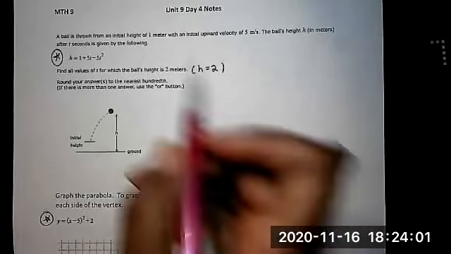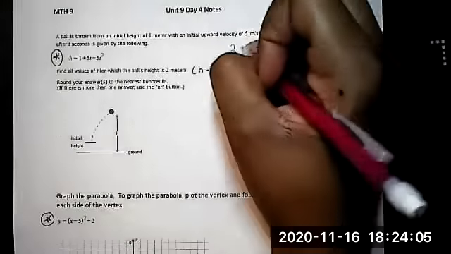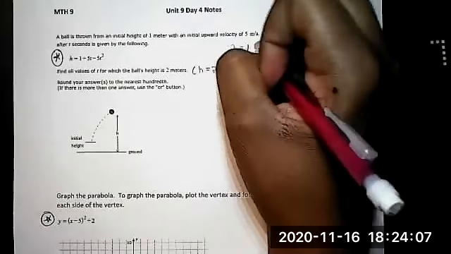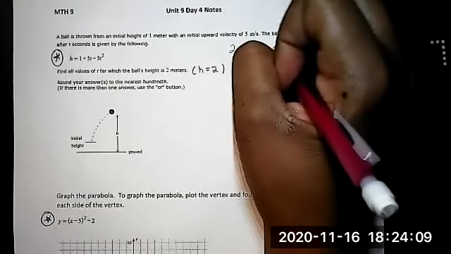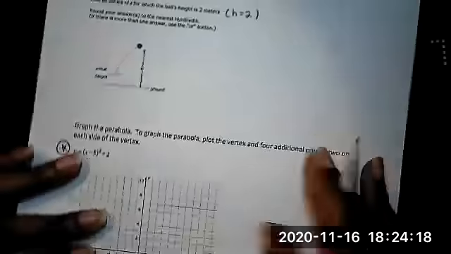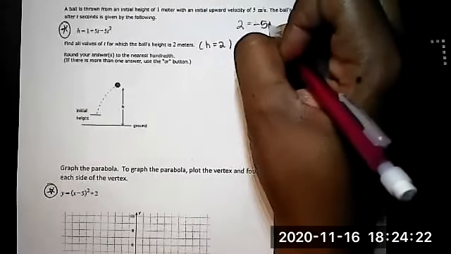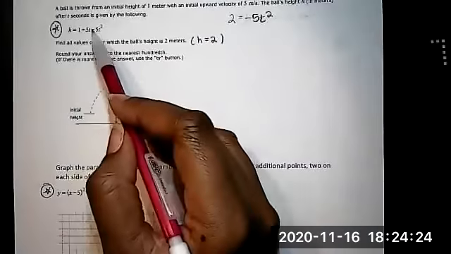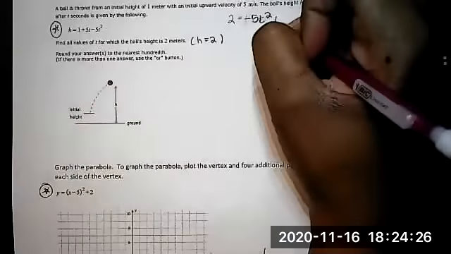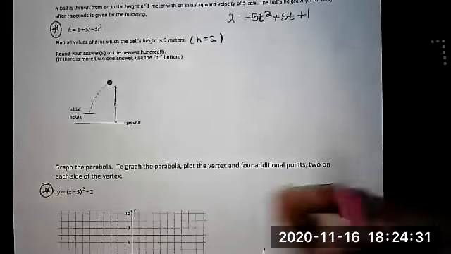Okay, so now we have this situation. H is 2 equals 1 plus 5t minus 5t squared. And we can kind of change that so that the t squared is first, because we know we're going to have to do that anyway. Negative 5t squared. I'm just kind of rearranging it. And then this is positive 5t. And that's positive 1.